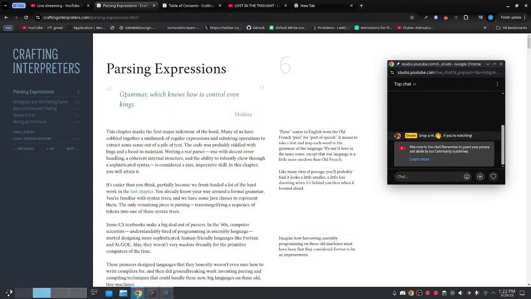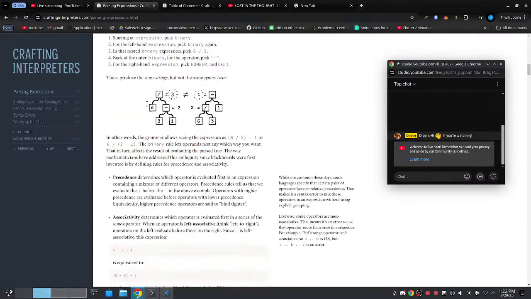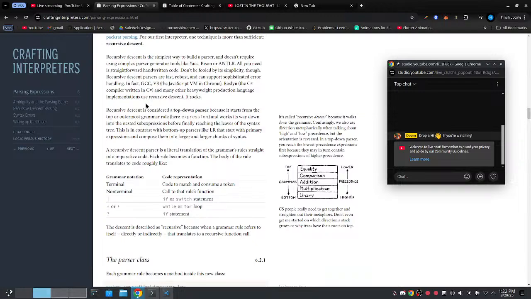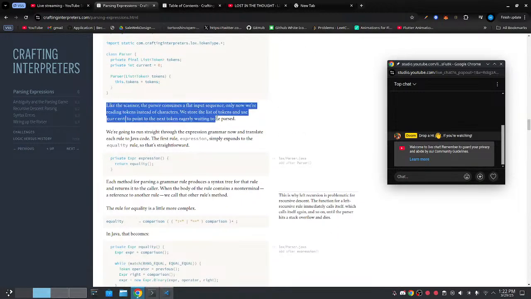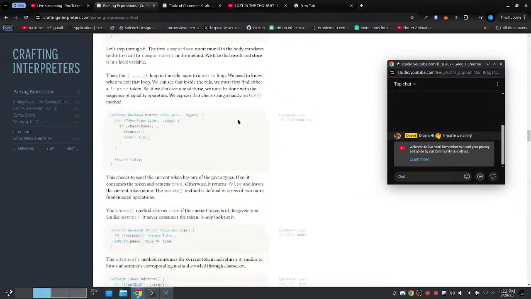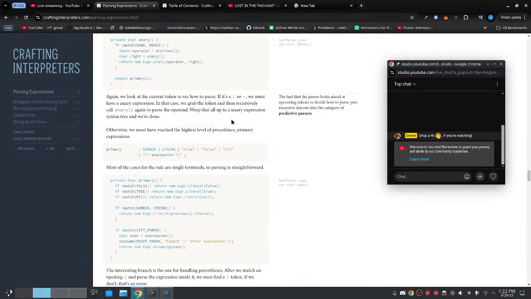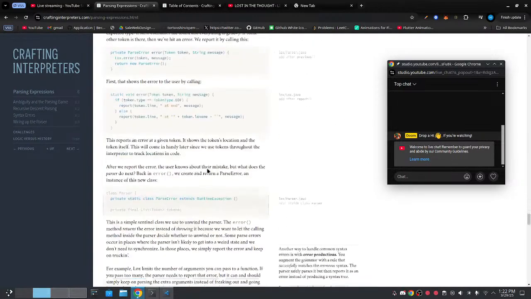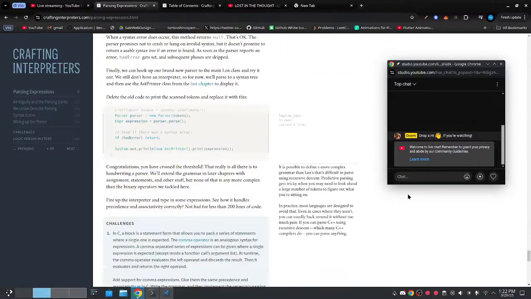So this is parsing expressions. Let's just see now what we would be doing with this. I don't have any idea because I haven't read this chapter yet. So let's see.